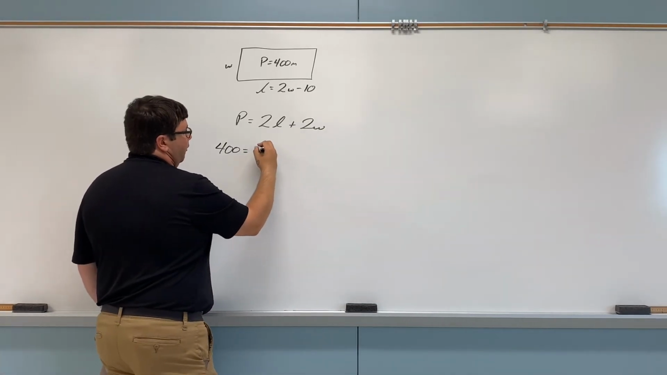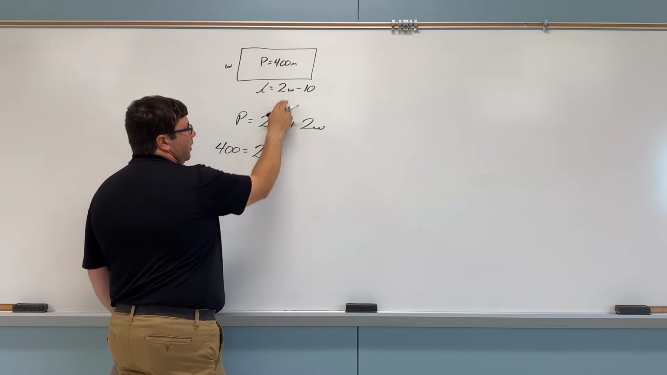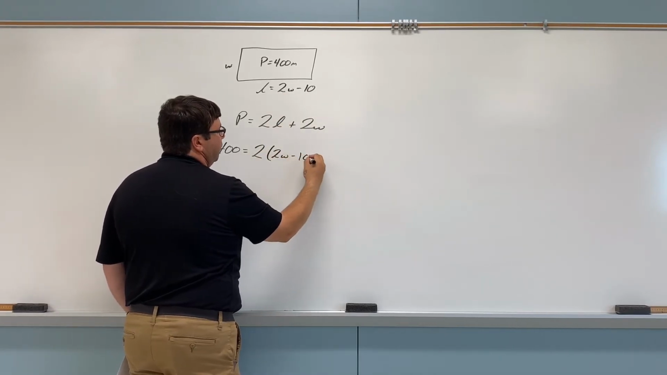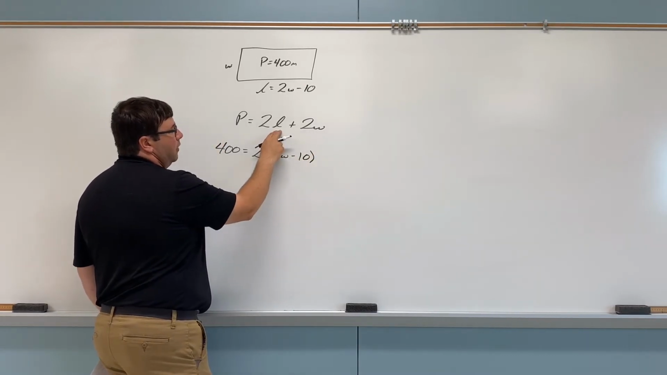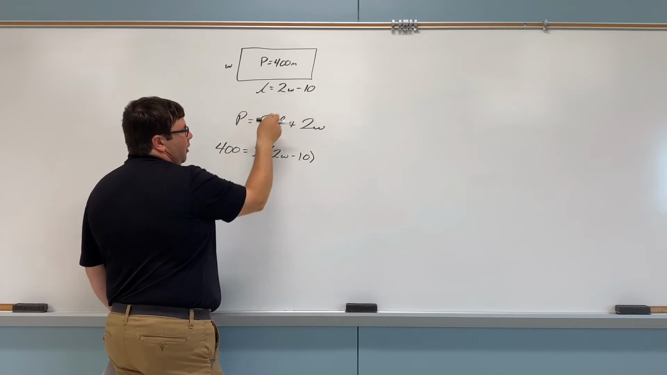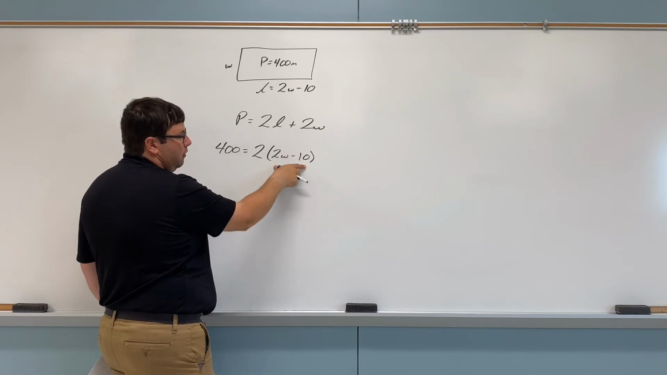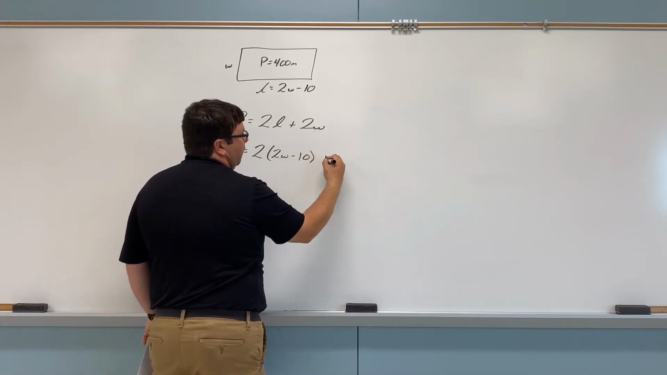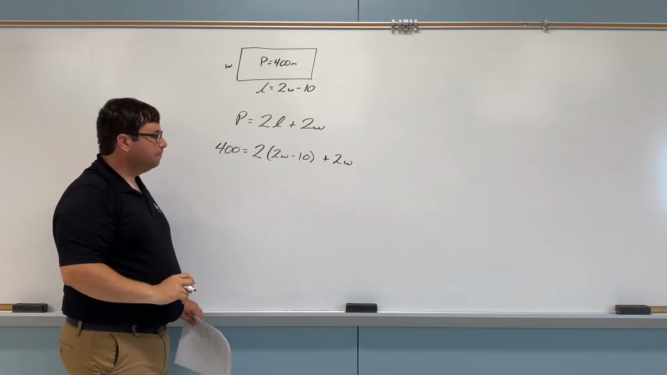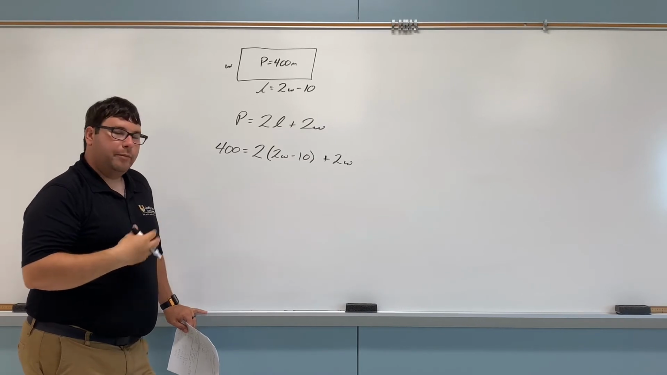I also know something about the length. The length is 2w minus 10. So I can substitute that value for length. Because my length is equal to 2w minus 10, I can take this value and replace it for L, giving me 2 times my length there. Don't forget this width at the end of your perimeter statement. It didn't go anywhere. So I do know a few things, and it kind of helped me out.